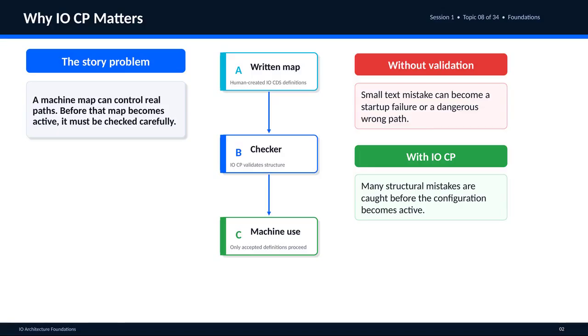Imagine a city building a new road network from a written plan. If a street name is missing, if an intersection is drawn in the wrong order, or if a road is connected to a type of bridge that cannot support it, the plan should be rejected before construction starts. IOCP plays that kind of role. It does not build the hardware, and it does not decide business intent. It checks whether the IOCDS structure is valid enough to be used. That makes IOCP one of the first safety gates in IO configuration work.